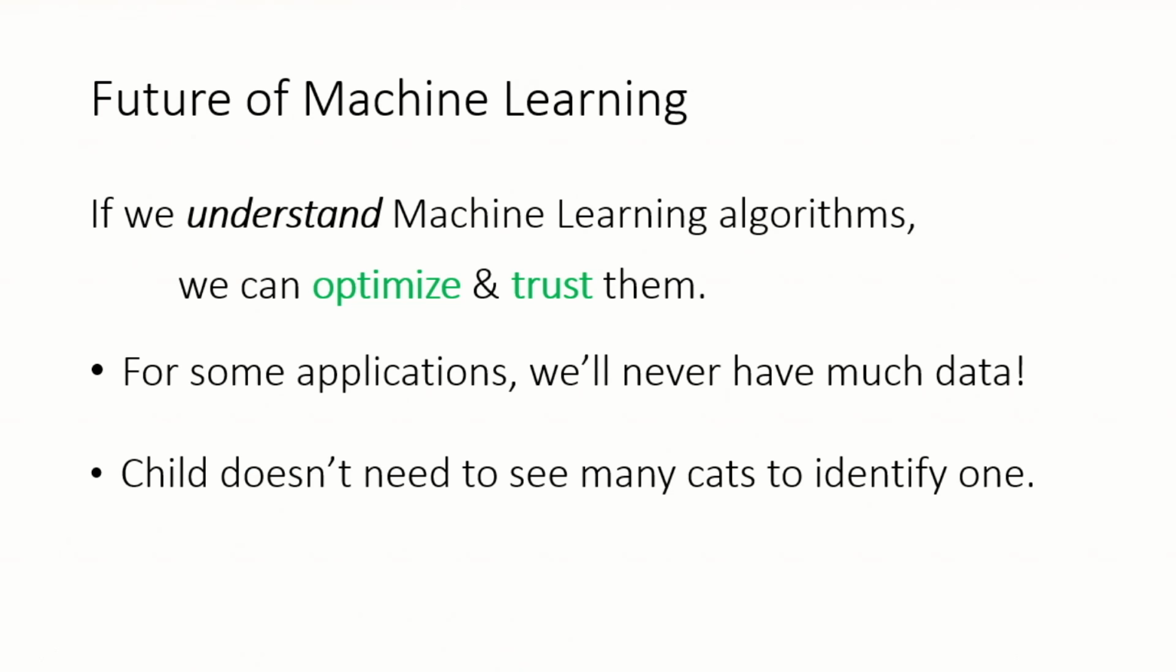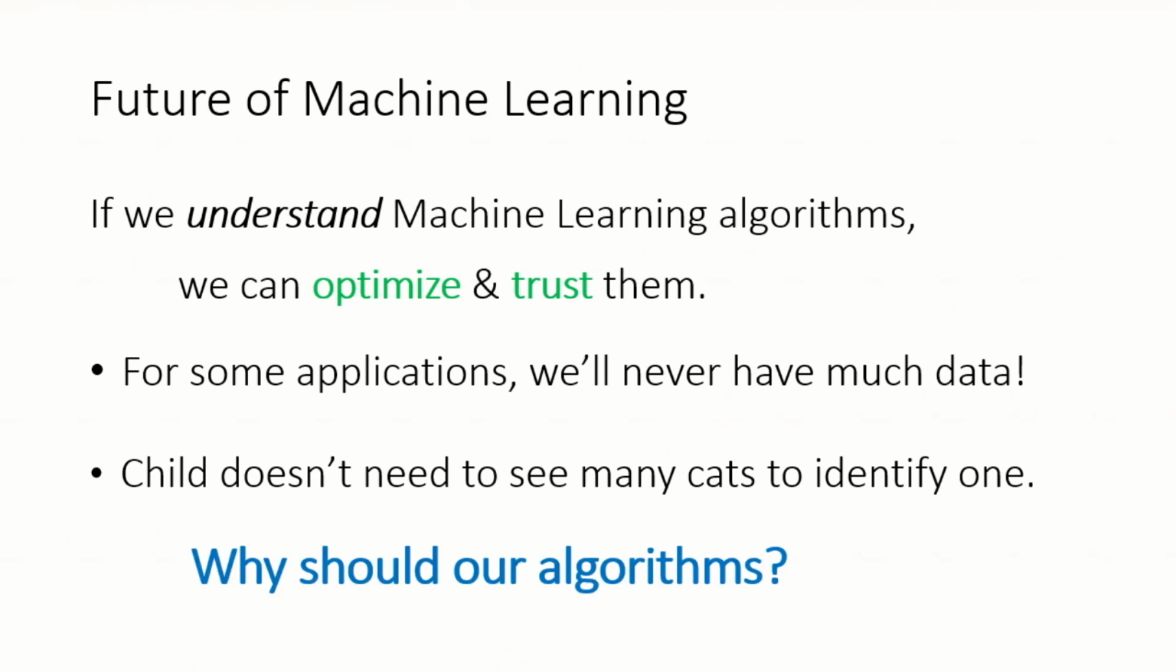I mean, we know that a child doesn't need to see many examples of cats in order to identify one. So why should our algorithms?